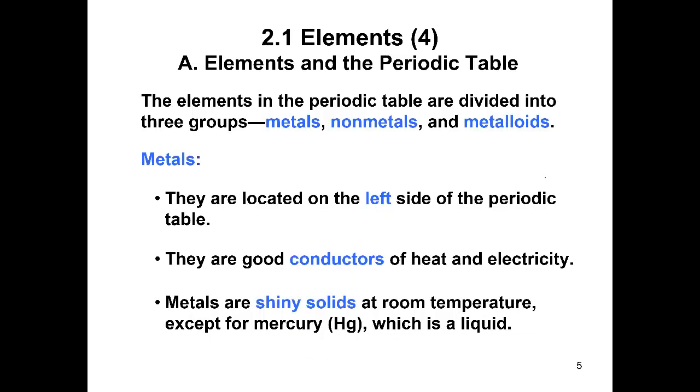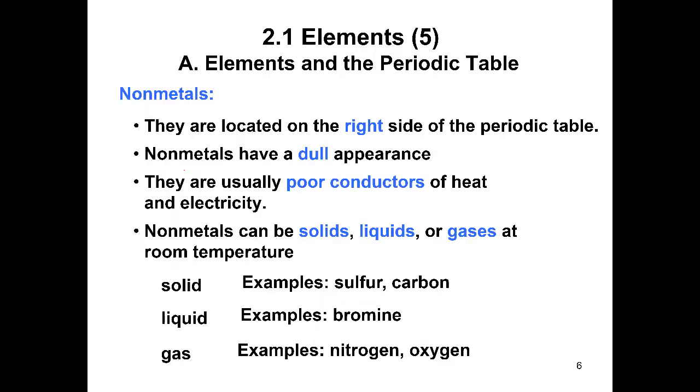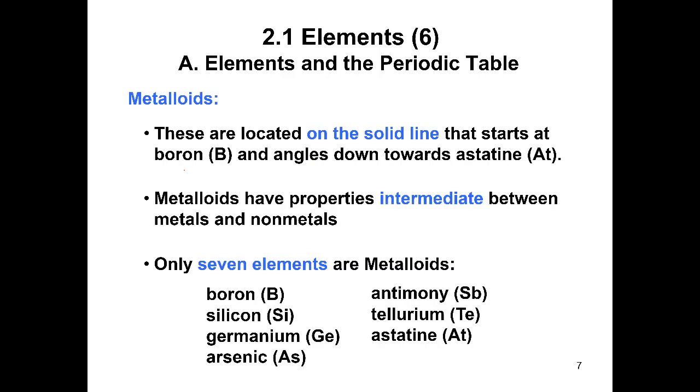The elements in the periodic table are divided into three major categories: metals, nonmetals, and metalloids. Metals are on the left-hand side, and they're good conductors of heat and electricity. Nonmetals are on the far right-hand side, and they do not conduct electricity very well. Metalloids are between the two, so they have properties of both. Boron, silicon, germanium, arsenic, antimony, tellurium, and astatine are all your metalloids.